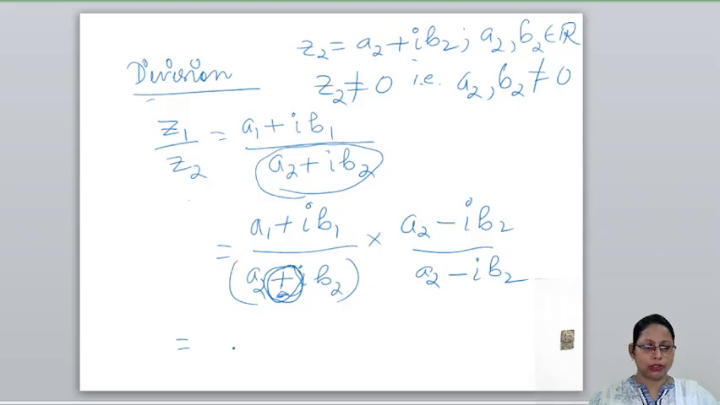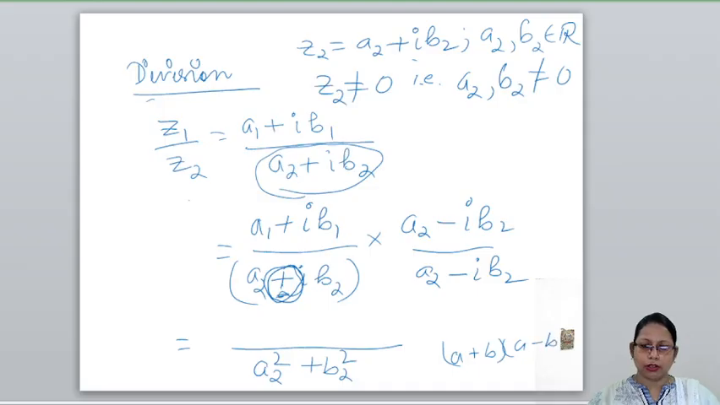So in the denominator this is equal to a2 square plus b2 square, by using the formula (a plus b)(a minus b) equal to a square minus b square. Here it will be minus i square, and i square is minus 1, so it will be plus b square.